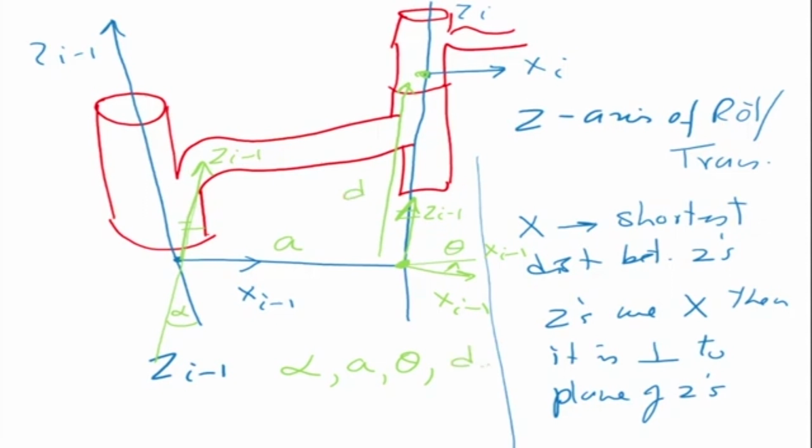We have 4 parameters, A, alpha, D, and theta, and these are called the DH parameters. Now, if you want to go from one frame to another frame, we can get a generalized matrix which is obtained by multiplying all these 4. This is a rotation matrix, this is translation, this is rotation, this translation. All these 4 are 4 by 4 matrices.